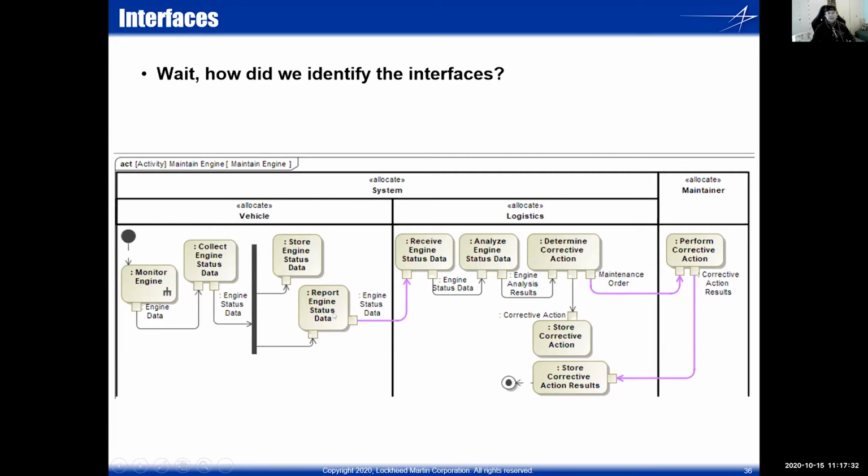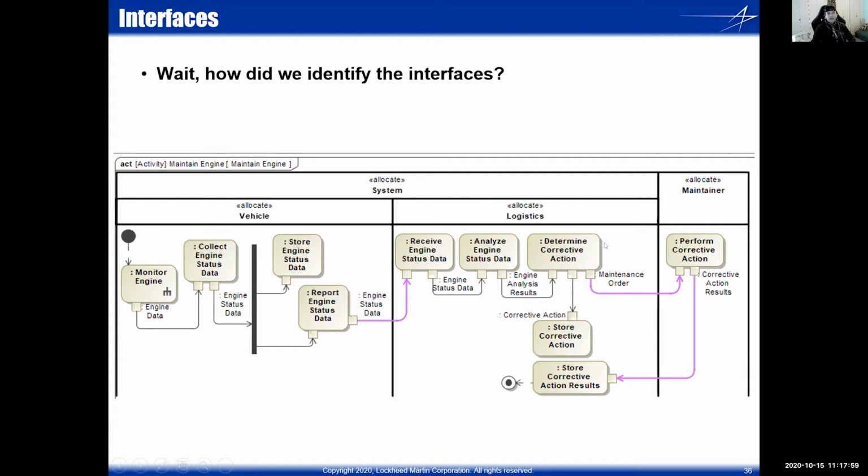If I'm going to say my vehicle is going to use some Wi-Fi to transmit that data, then the logistics system is going to have something in place, their own Wi-Fi system to receive that data. And the same over here. How am I going to get this data from the logistics system to the maintainer? And again, maybe it's a tablet, maybe it's a whiteboard on the wall, maybe it's an electronic board on the wall, maybe there's some lights or something or some numbers, right?